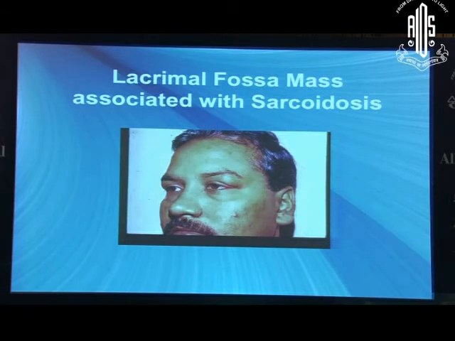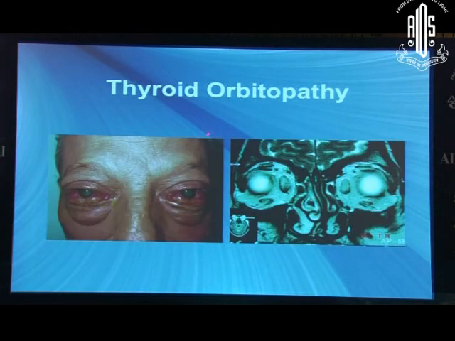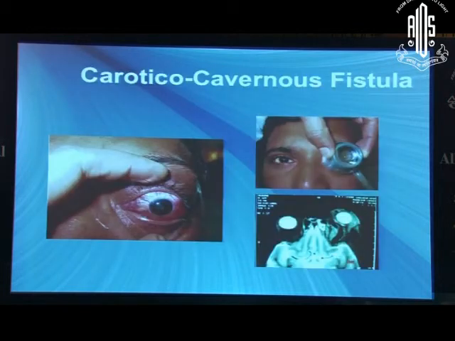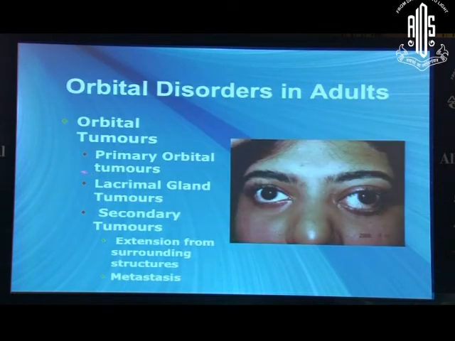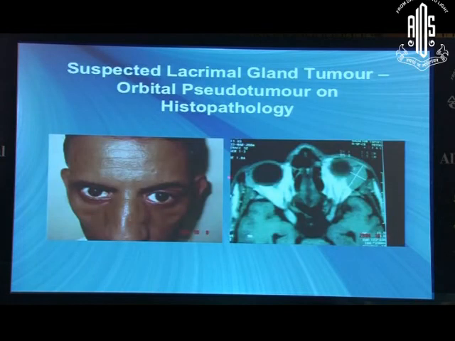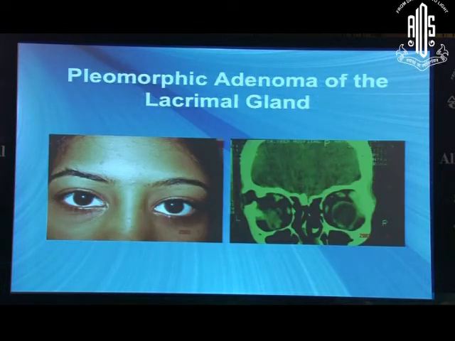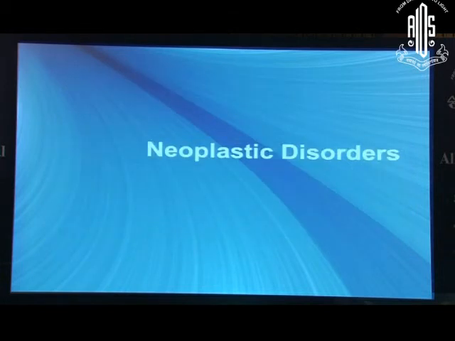Then you may have the various lacrimal inflammatory lesions as in sarcoidosis, or you may have thyroid orbitopathy, malignant forms, vascular lesions of various kinds, including cavernous hemangiomas, caroticocavernous fistulas, orbital varices, and the various tumors which may involve either the lacrimal gland. This is the one in sarcoidosis, this is a pleomorphic adenoma, and adenoid cystic carcinoma is a relatively common malignancy occurring in relatively younger patients around 20, 30 years of age.